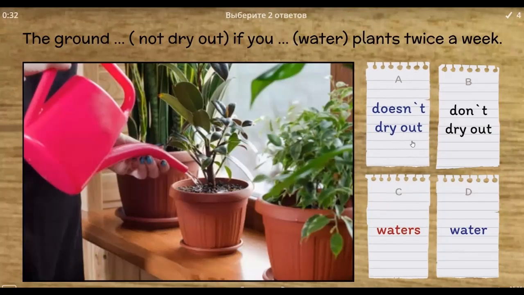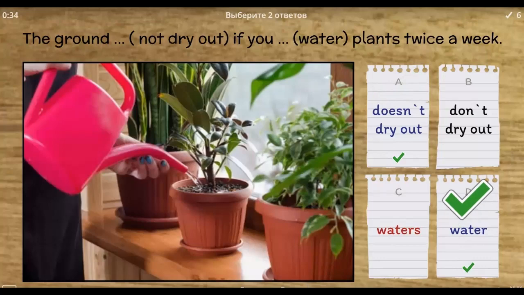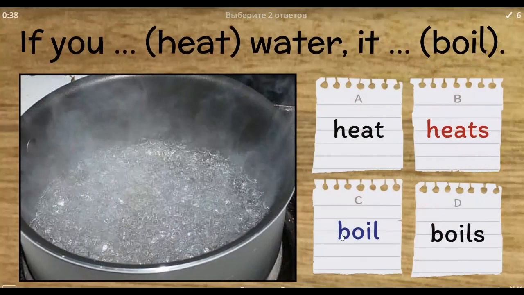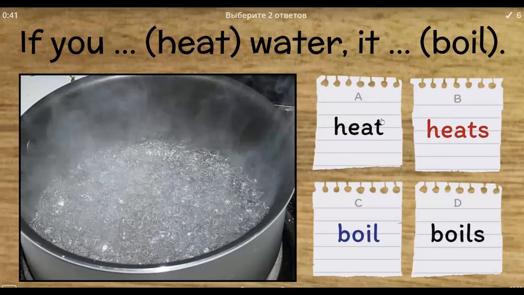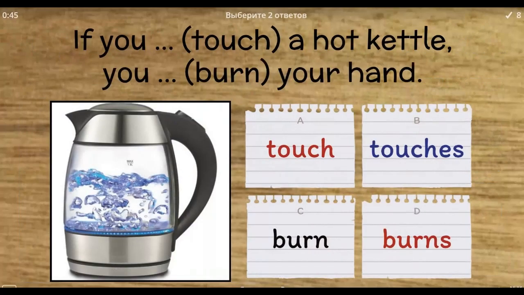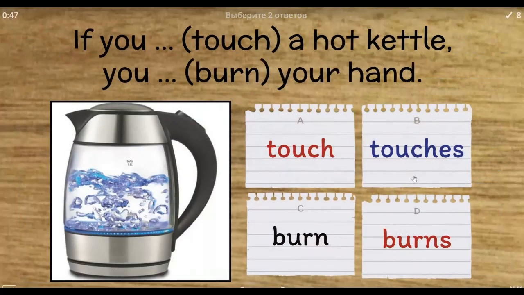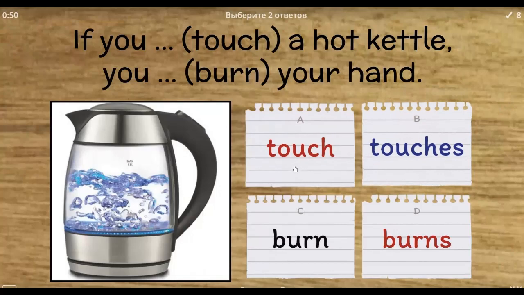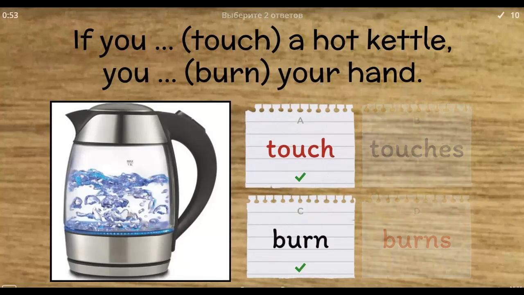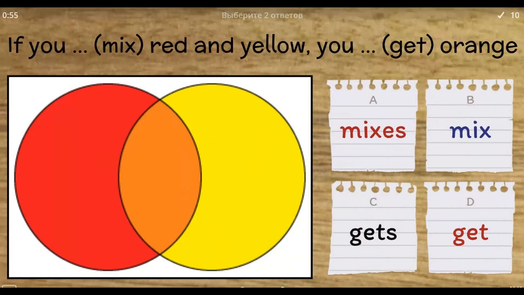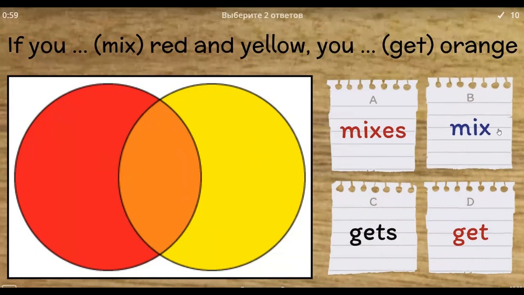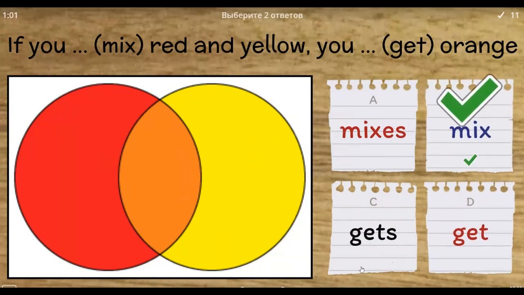Doesn't dry out. And water. Excellent. Next. If you heat water, it boils. How do you think? Heat and boils. Wonderful. If you touch a hot kettle, you burn your hand. How do we think? Touch and burn. Good. Continue. If you mix red and yellow, you get orange. How do you think? Mix and get.